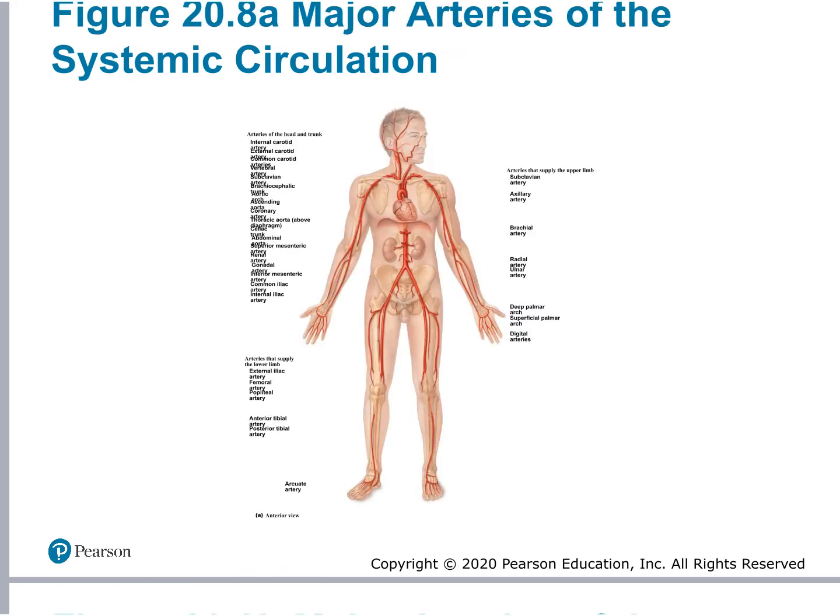In the systemic circulation, we're going to start with the aorta. The aorta is the largest of the blood vessels. The aorta starts right here at the heart. It comes up through the ascending aorta, and then it goes around the heart through the aortic arch, and then down through the thoracic aorta. And then after it passes the diaphragm, it becomes the abdominal aorta.